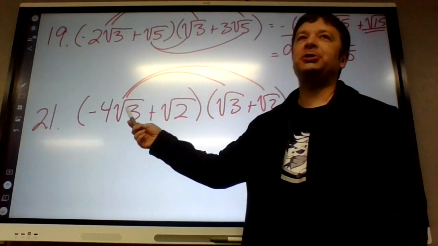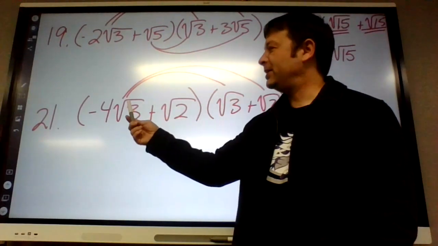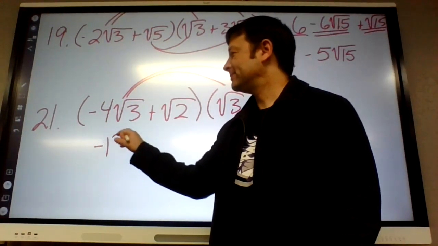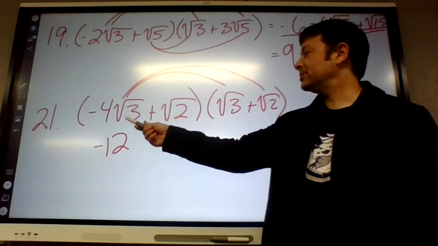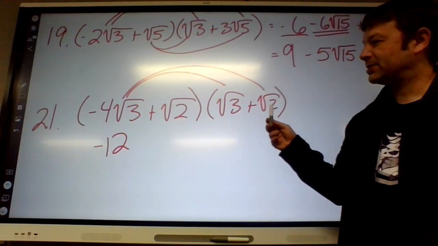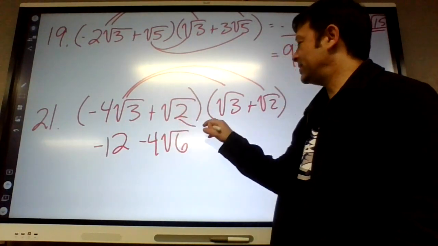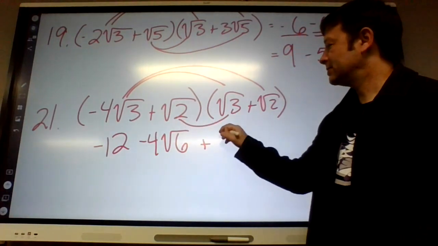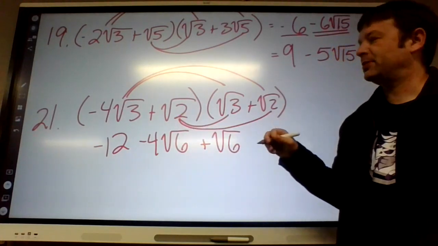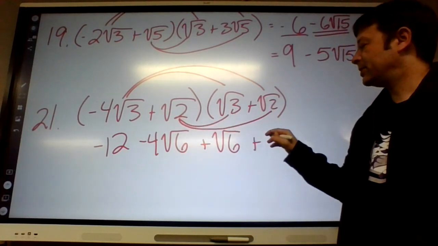Okay, same thing, square root first: square root of 3 times square root of 3 is 3, times negative 4, negative 12. Okay, outside: square root of 3 times square root of 2, negative 4 square root of 6. So negative 4 just stays there. What's the inside going to be? Square root of 6. I might put some of these on here for the test. What's square root of 2 times square root of 2? 2. But it won't be the whole test.